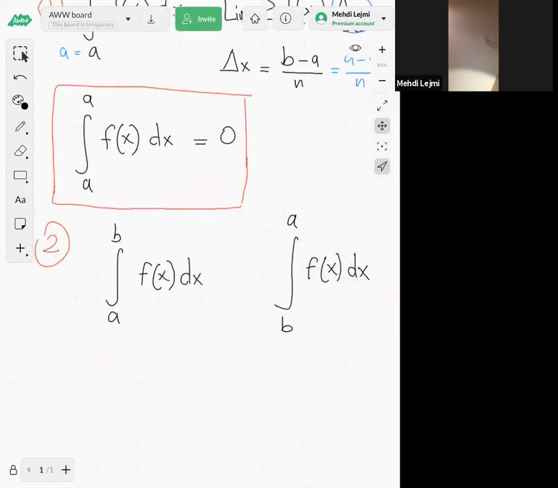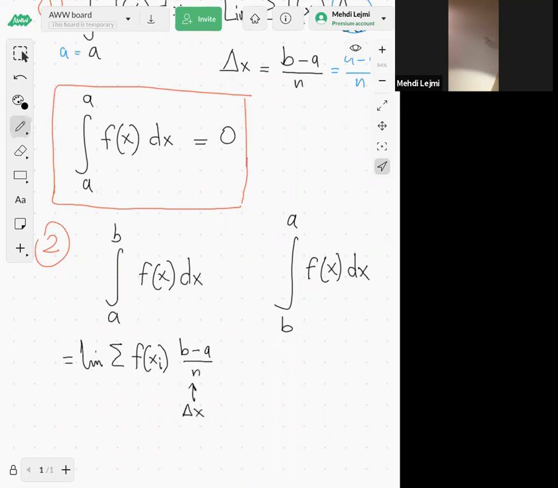Well, again, let's just see what happens with the definitions. So here, the definition, again, is this limit, this summation, there's this f of x i and delta x. This is from a to b, so delta x would be b minus a over n. This is my delta x.